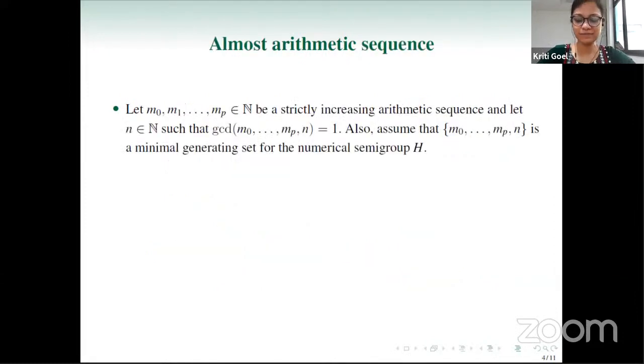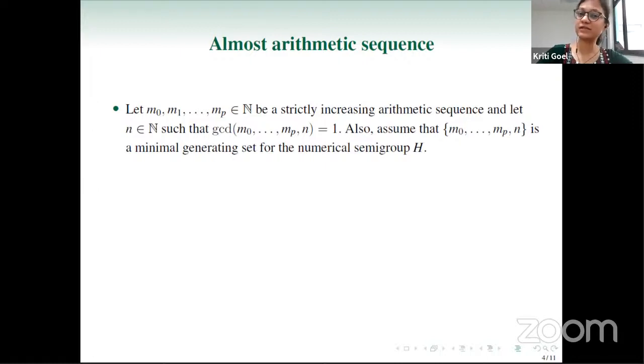Next, I'll talk about this very particular class of numerical semigroups which are generated by almost arithmetic sequences. This was also hinted upon yesterday by the 2 talks, but I'll quickly recall it. So what do we mean by an almost arithmetic sequence? Of course, we'll begin with an arithmetic sequence. So let's say we have this strictly increasing arithmetic sequence, M0, M1 up till MP.